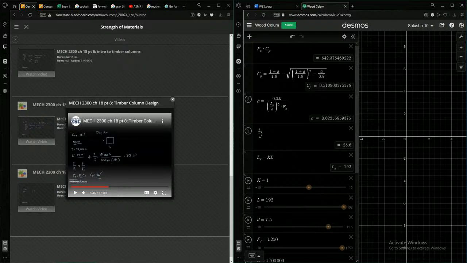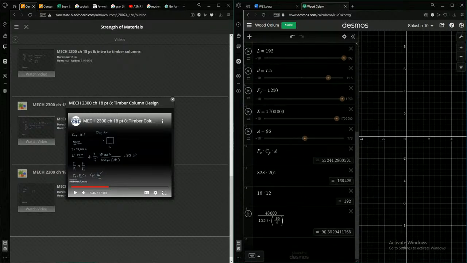So we're going to do F_C times C_P equals 642.3 or 4, because rounding up, and then total force equals 55,244, because I can read numbers. And yeah, that spits us out a final answer. And now all we have to do is just change the force for part B of this problem.